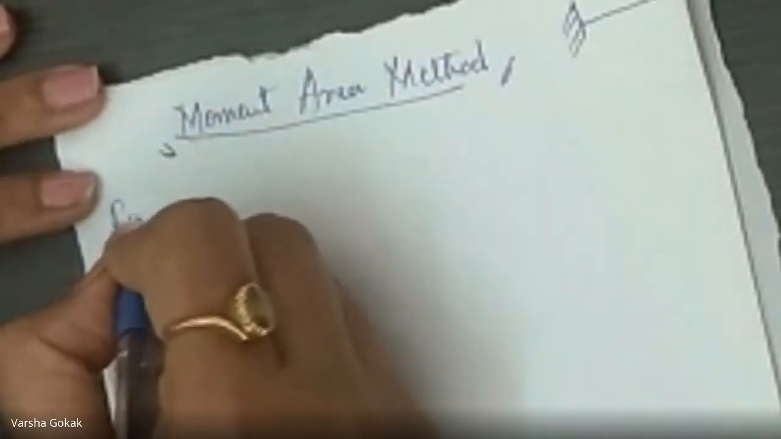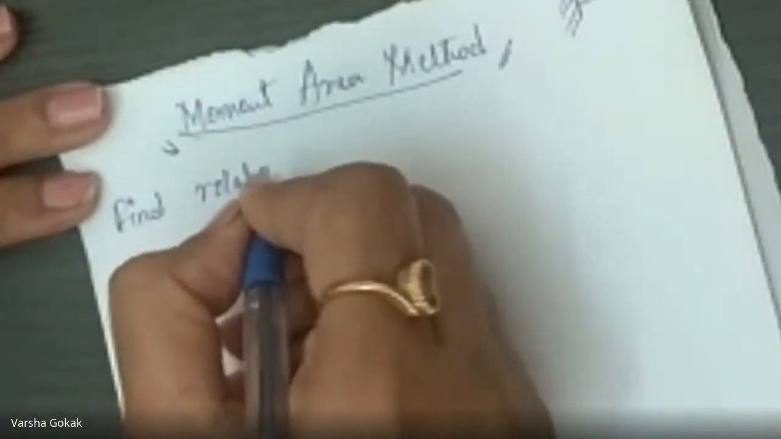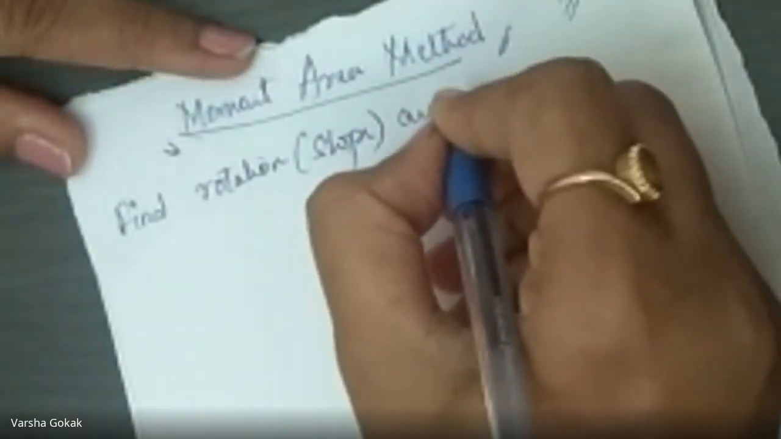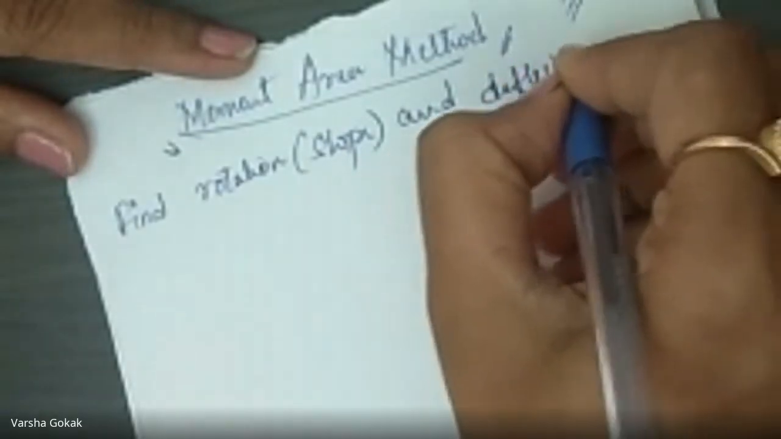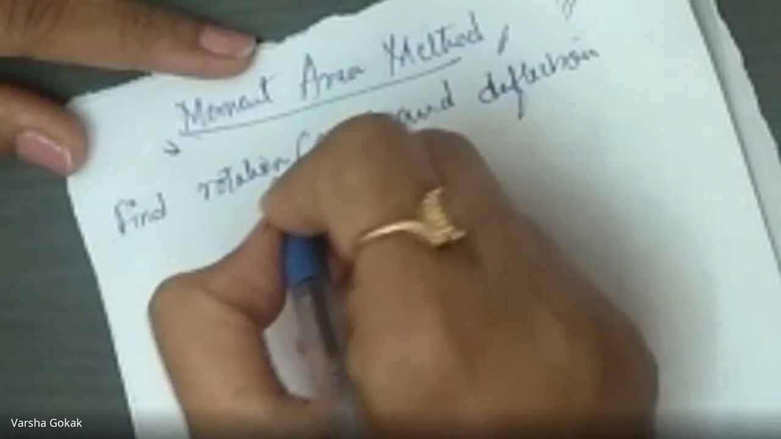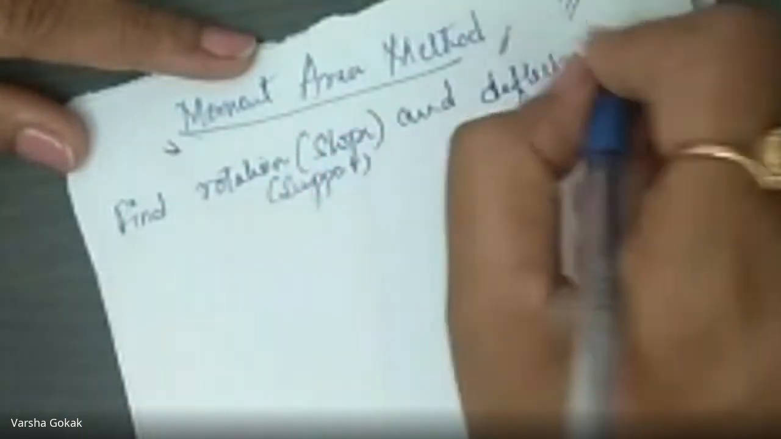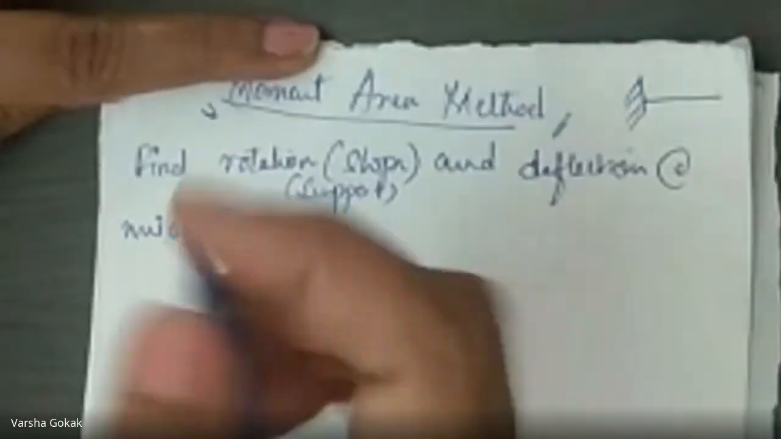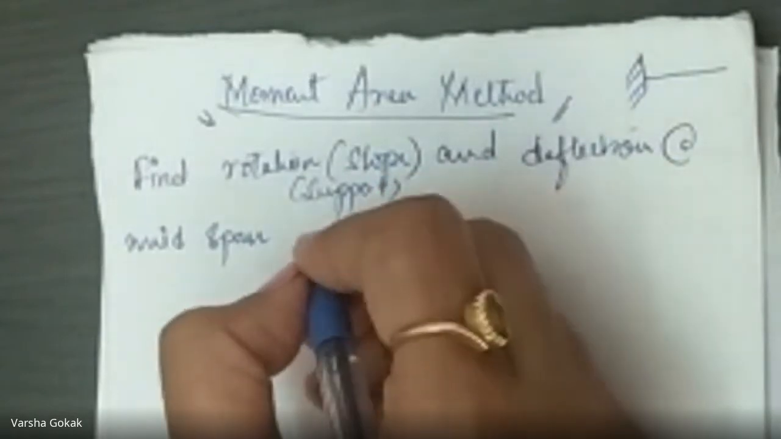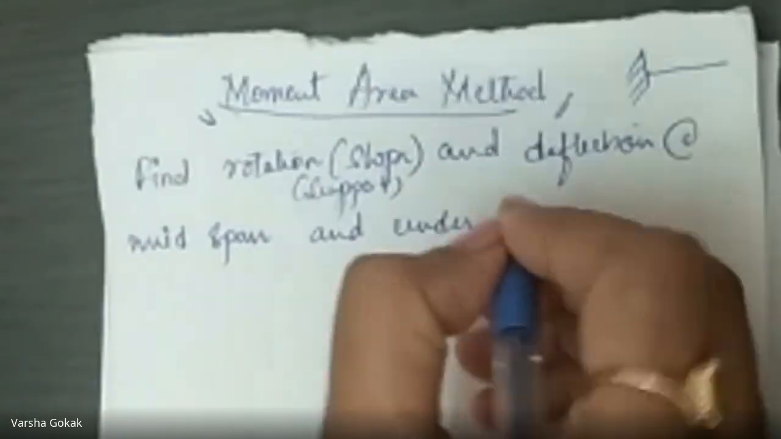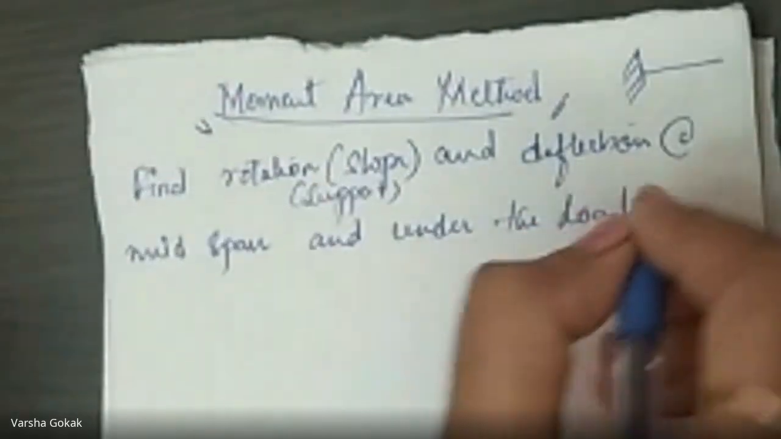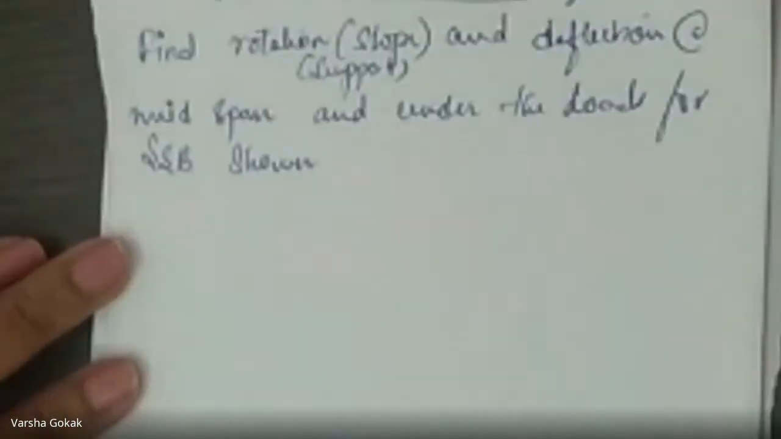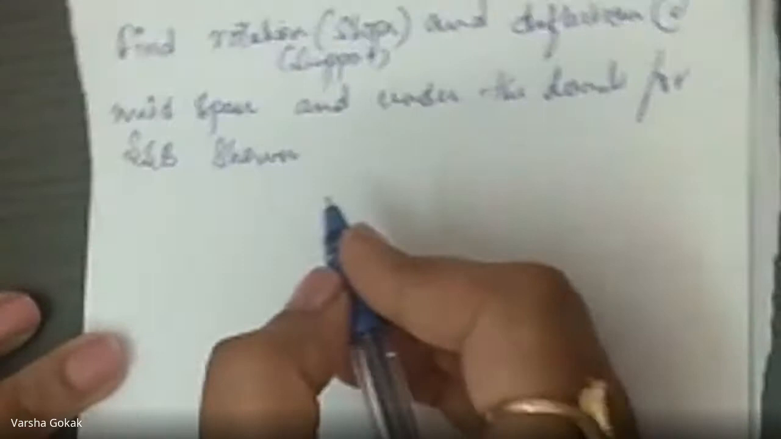The question is: find the rotation. Rotation means what? Slope. Find the rotation and deflection. Rotation at the support, and deflection at midspan and under the loads, for the simply supported beam shown. Clear? So this is the question, and the diagram goes like this.